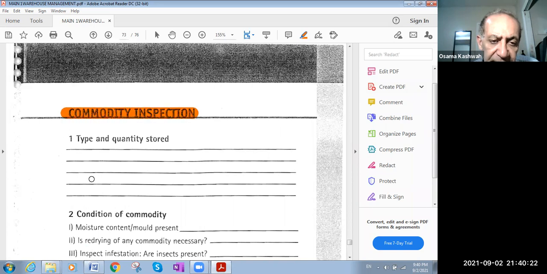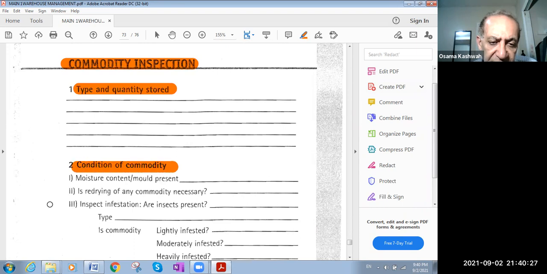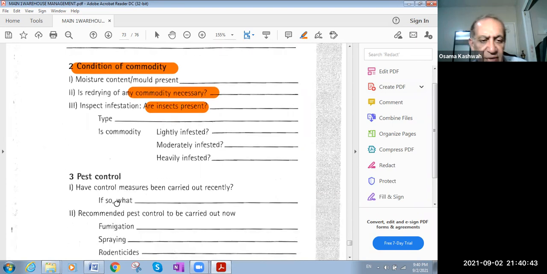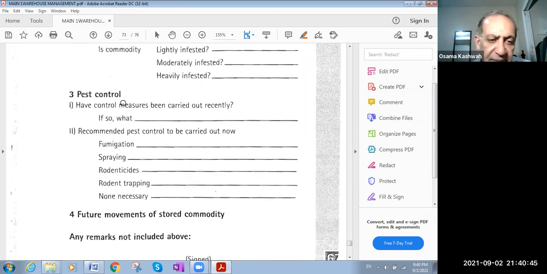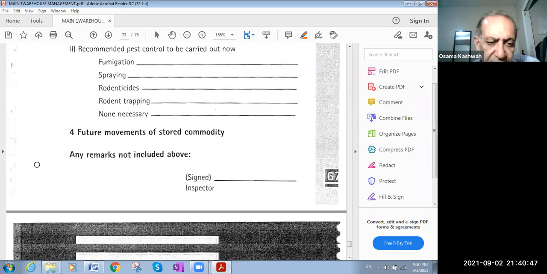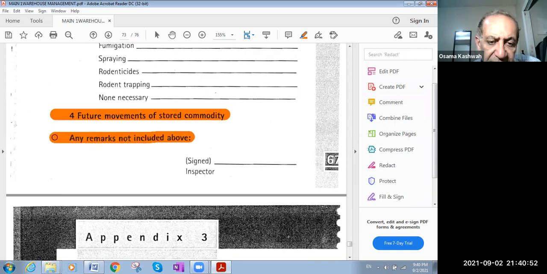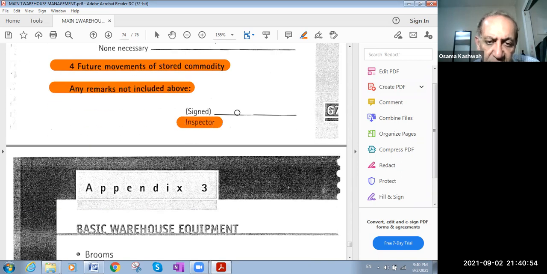Commodity inspection: type and quantity stored, condition of commodity, moisture. How is the moisture? Is drying or re-drying of any commodity necessary? Inspect infestation. Are there any insects or not, and the types if there are. Pest control, how the pest control should be, and the future movement of stored commodity. Any remarks you have, then sign. The inspector will sign in this area.